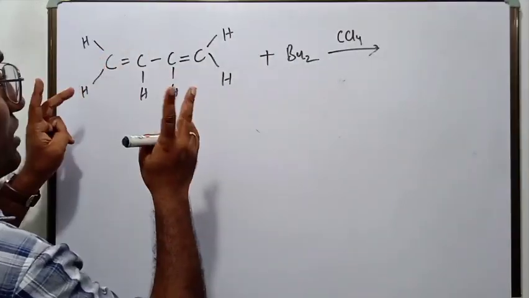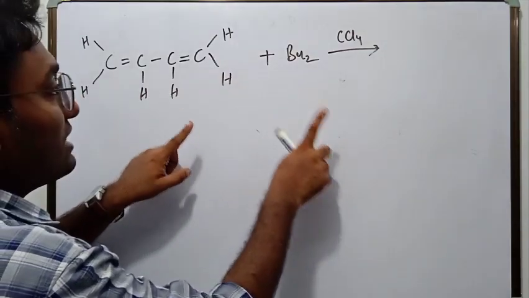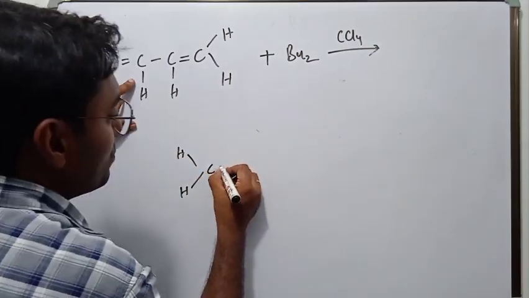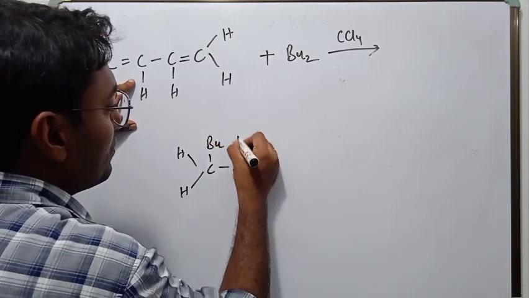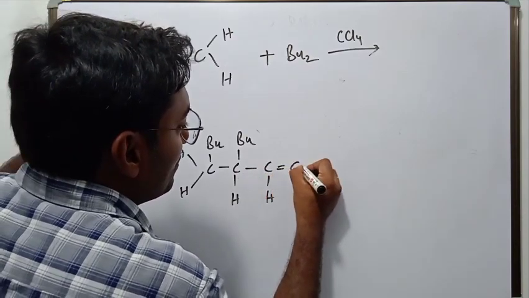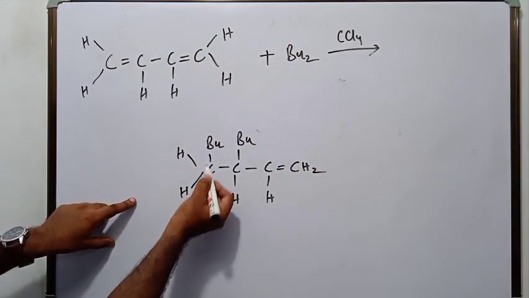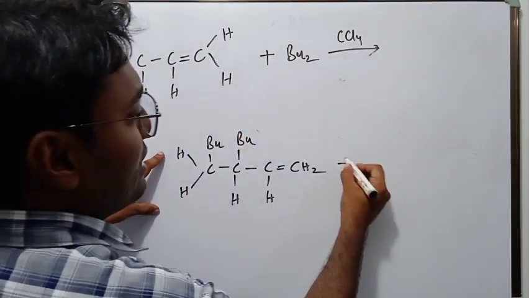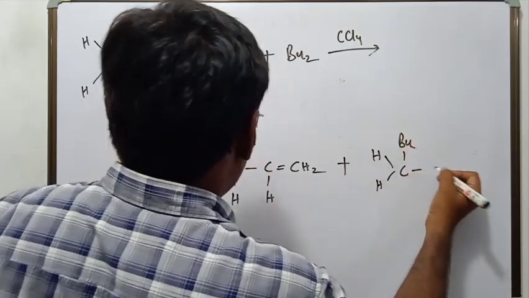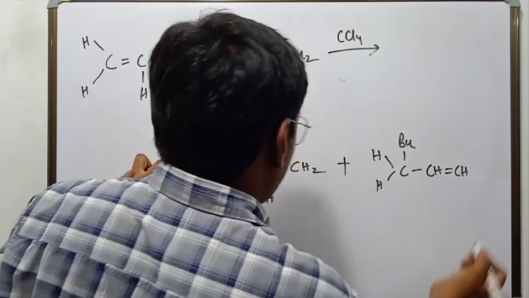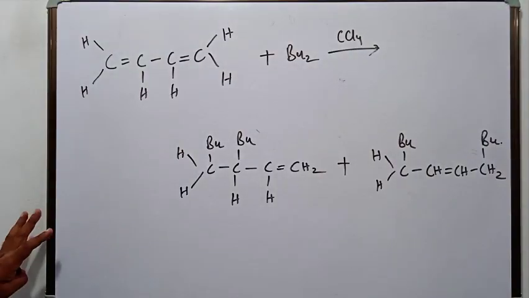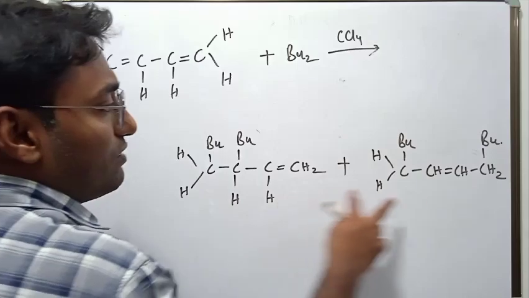That would lead to two products. One is the 1,2 addition product and the second one is the 1,4 addition product. Let us see. So the first one is the 1,2 addition product, which I have almost drawn. This is the 1,2 addition product. And the second one that you get is the 1,4 addition product. This is the 1,4 addition product. So you can get two addition products, the 1,2 adduct and the 1,4 adduct.